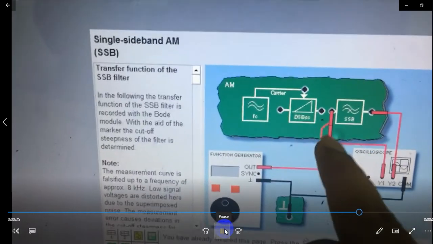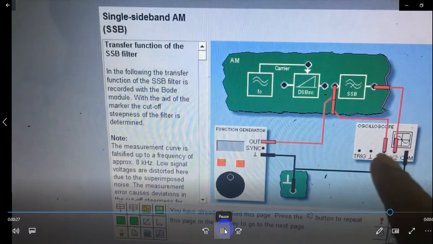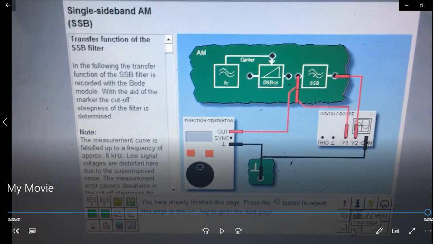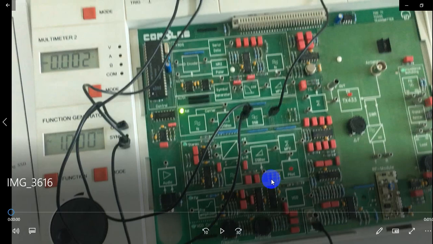The output is connected like this, to the ground and Y2. Let us start the connection. Here the AM light is glowing. We are working with AM. From here the output is connected to the single sideband, and from the single sideband we are connecting to Y1.